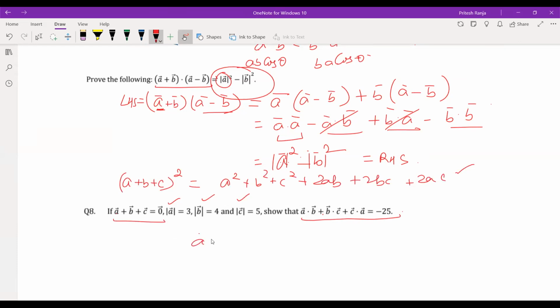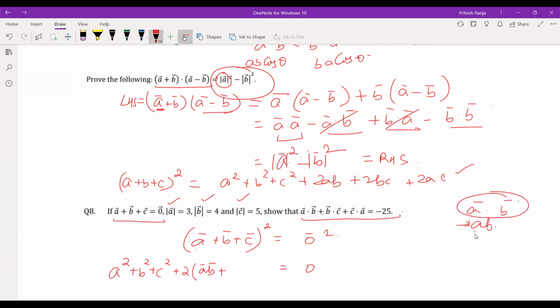What I will do, I have this equation with me and I will square that. Square that means you are multiplying the same with this. So the square of 0 will be a null vector only, and this will be a squared plus b squared plus c squared plus 2 times ab. The ab will be in vector form, right? Like if you are multiplying a dot b, you will not write it as ab because there is a difference between a dot b and ab. This represents multiplication of the magnitudes, right? So this ab will come, then this bc will come, then ac will come.